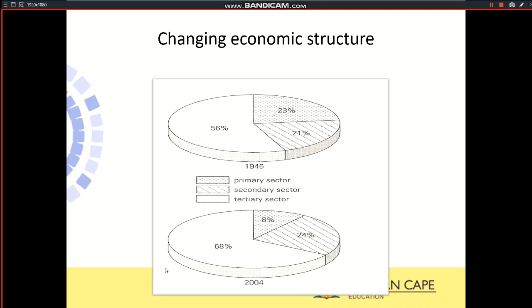Let's look at how the economic structure has changed. This is just an example to show you how the economies are changing, or how our economy has changed. In 1946, right, look at the primary sector was at 23%. Our secondary sector was at 21%. Our tertiary sector was at 56%.